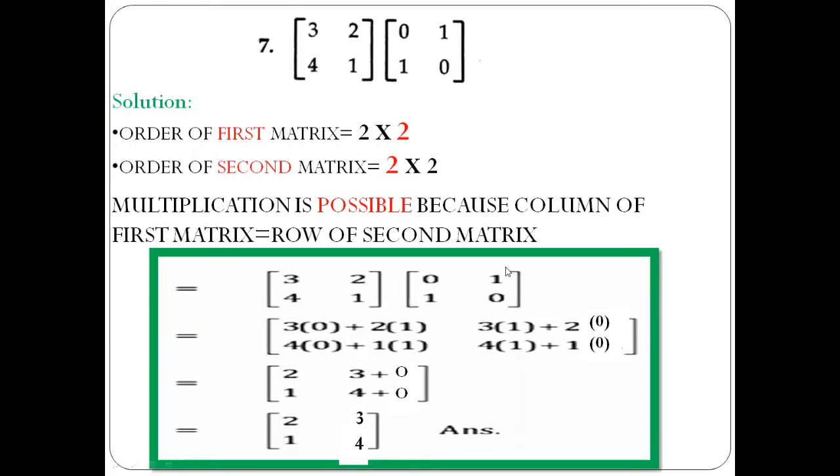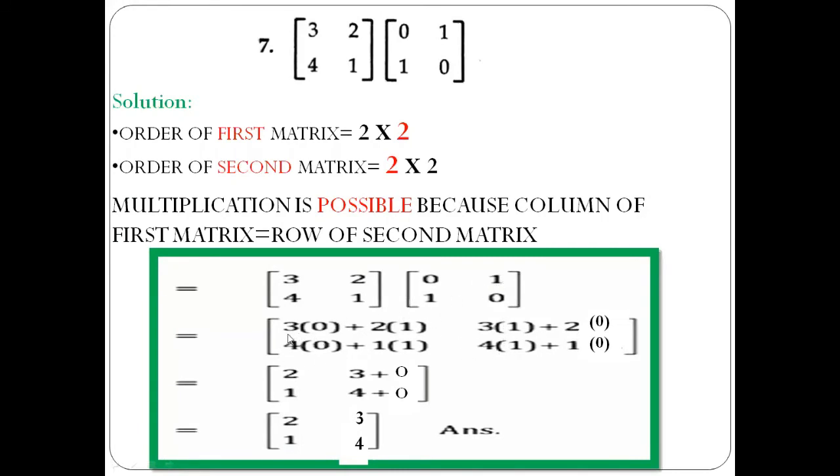First row, second column: first element with first and second element with second. Then second row, first column: first element with first, 4 multiply by 0 and 1 multiply by 1. Then at last, second row, second column: 4 multiply by 1 and 1 multiply by 0.